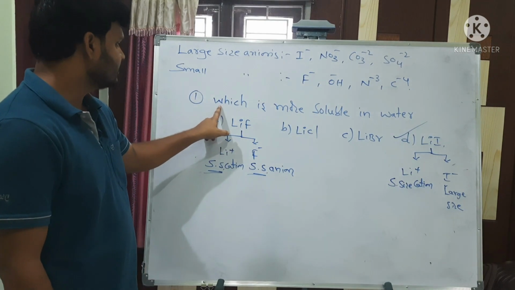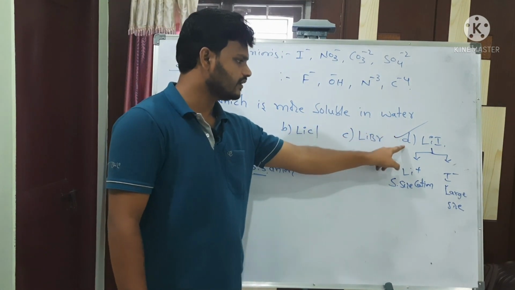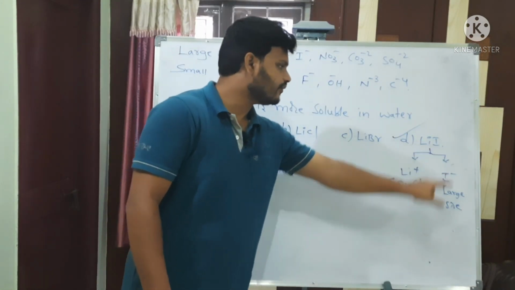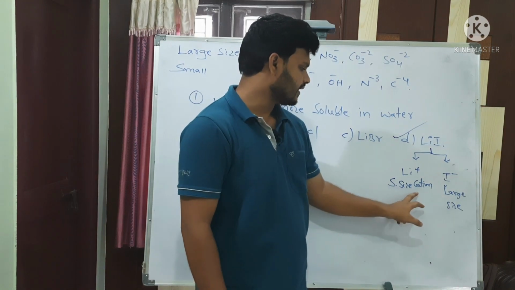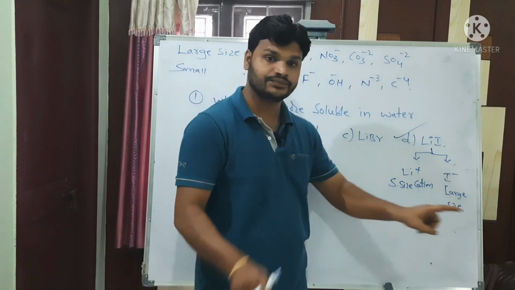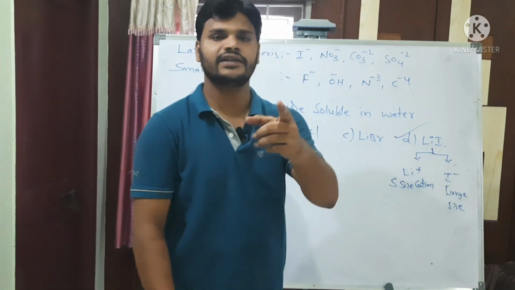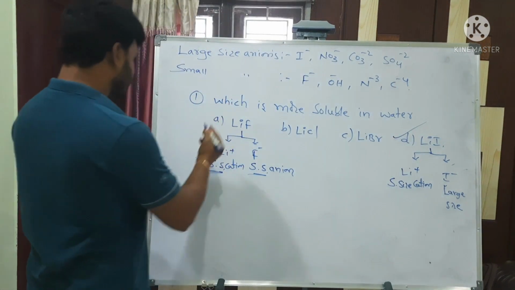So look students, which is more soluble in water? Out of 4, which is more soluble in water? D option is correct. Lithium iodide more soluble in water. Why? Because size difference between cation and anion. Lithium plus is small size, I minus is large size. This is the trick. Is it clear students? If it is clear, I am going to give one more example, one more question.